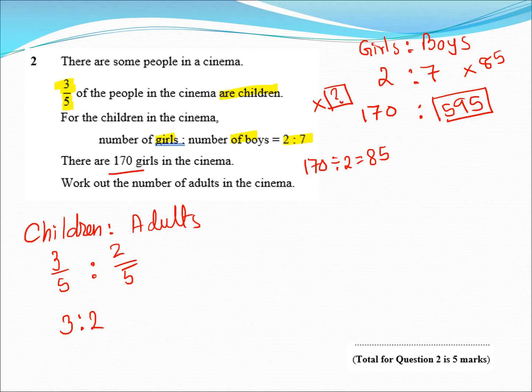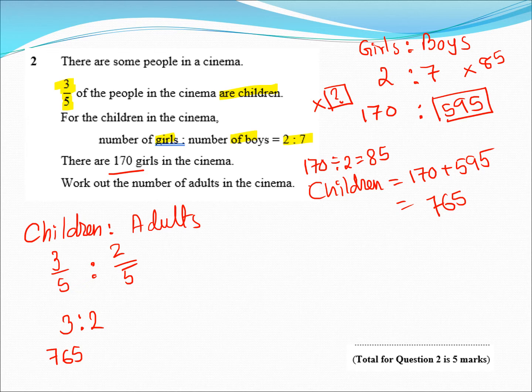595 boys. So what is the total number of children? The total number of children is going to be 170 plus 595, which is 765, and that is the number of children. So I can write it down underneath the 3, 765.